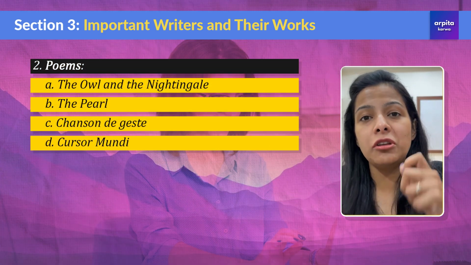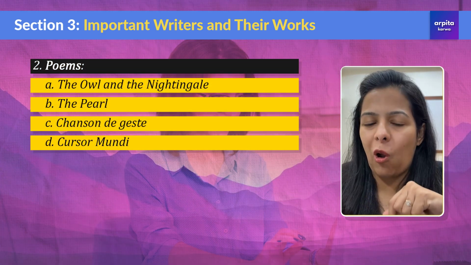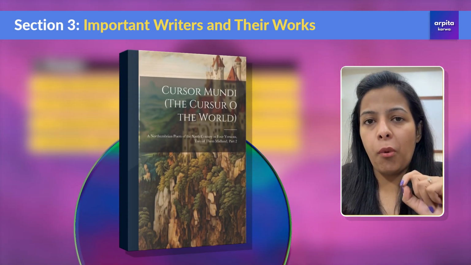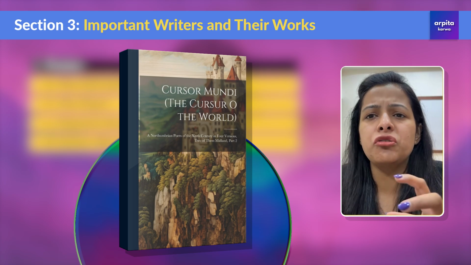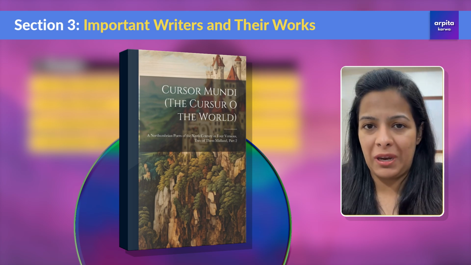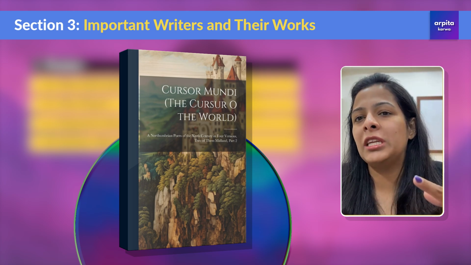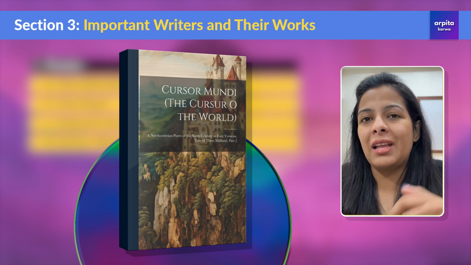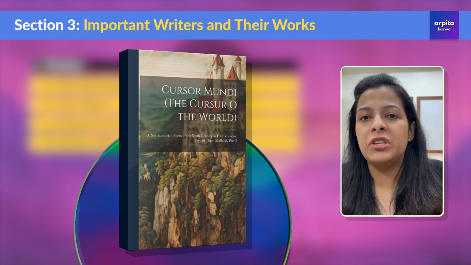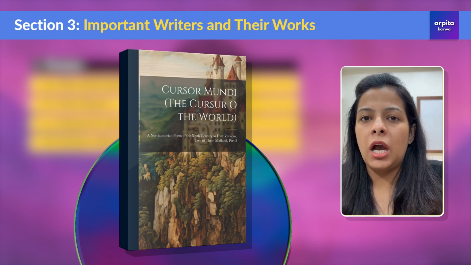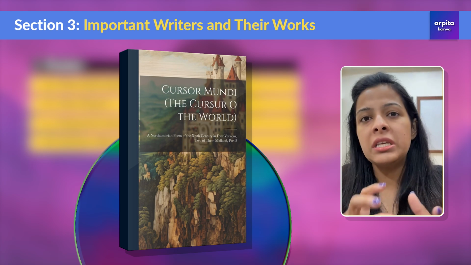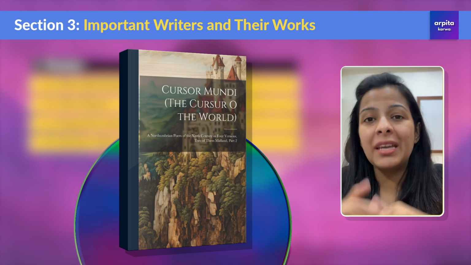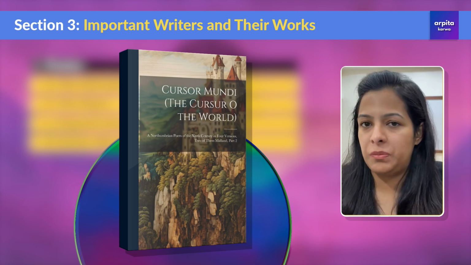Next up, we have another religious poem, which is a very, very long poem known as Cursor Mundi. Now, this poem provides a history of the world from a Christian's perspective. So, just like we have so many epics in Indian culture, in Hindu culture, that talk about how the world came into existence and talk about the creation of the universe, similarly, this work, Cursor Mundi, talks about the beginning of the world from a Christian's perspective.